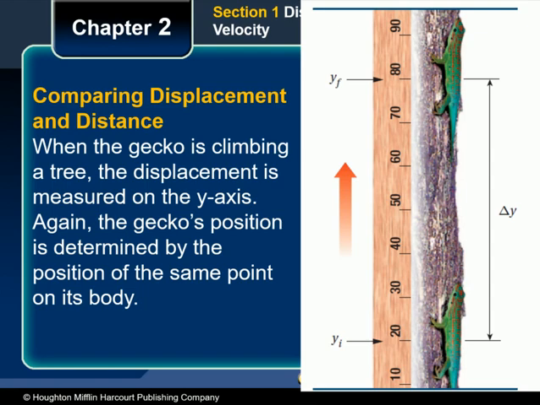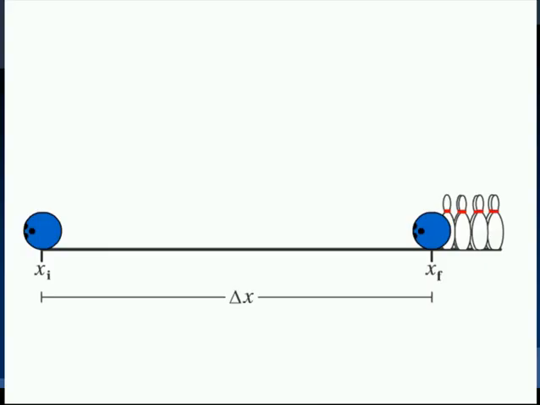It has traveled a total distance of 90 centimeters. However, its displacement is 30 centimeters, because the difference between the final y position and the initial y position, remember, that's 50 centimeters minus 20 centimeters, is 30 centimeters. If the gecko were to return to its starting point, the displacement would be 0, because its initial position and final position would be the same.